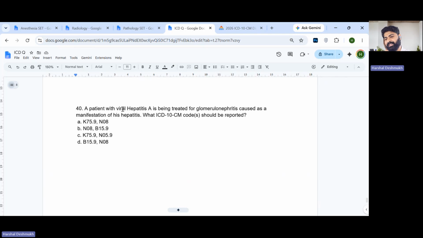A patient with viral hepatitis A is being treated for glomerulonephritis caused as a manifestation of his hepatitis. What ICD-10 code should be reported?